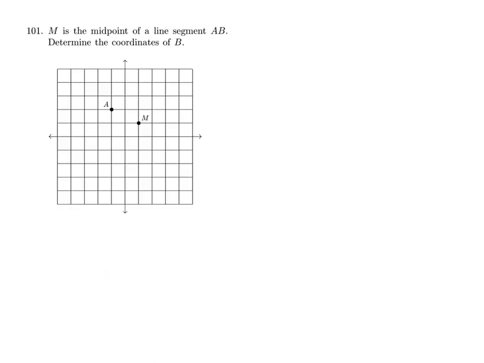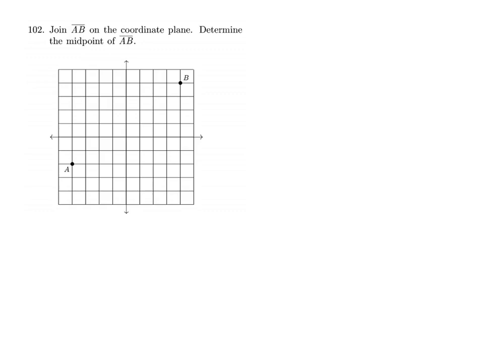All right, M is the midpoint of a line segment AB. Determine the coordinates of B. Since M is the midpoint, you could easily tell where B is going to end up. So just apply the slope, down 1, right 2. And then you go down 1, right 2, and you'll end up at your other point. So here's the origin. So then my point would be at what? 3, 0. Done.